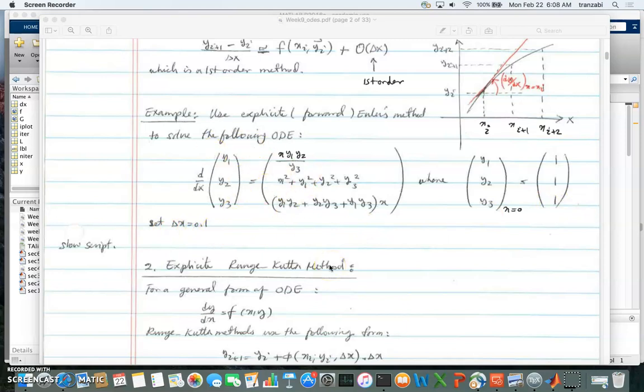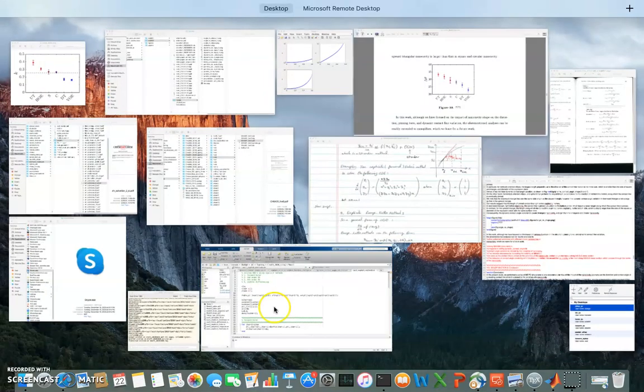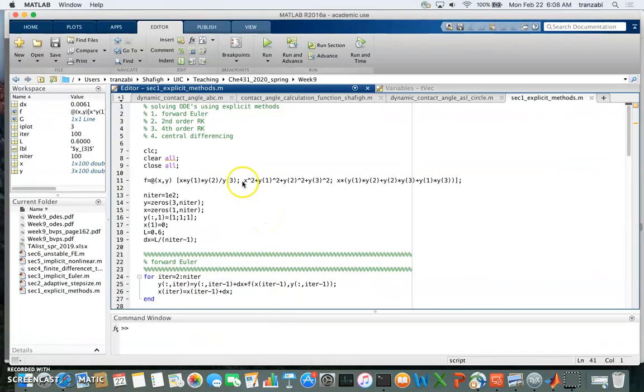Okay? So I'm going to switch to the MATLAB script and show you the script for this. Okay? So we're going to look at the first approach, which is forward Euler or the explicit Euler method. So these are the logistics: clear the screen, clear all the variables, close all the figures. Now we're going to introduce a function.